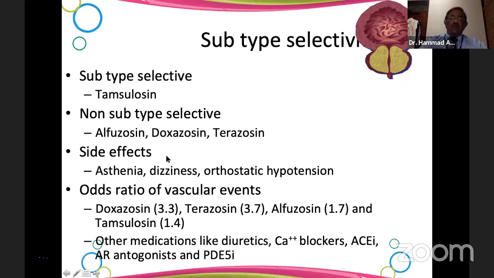So what about side effects? Well, asthenia or a generalized weakness, dizziness, and orthostatic hypotension, as we have talked about earlier, are seen with all alpha blockers. Alpha blockers are slightly different in terms of their receptor selectivity, and as such, their side effect profile is different, but efficacy wise, they're all the same.